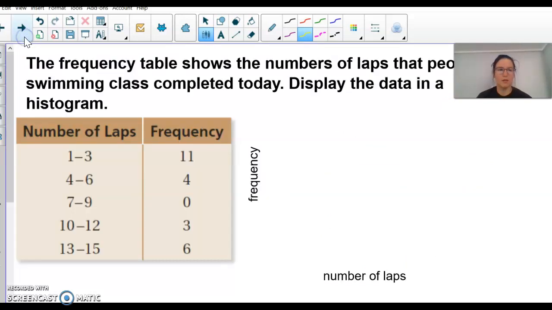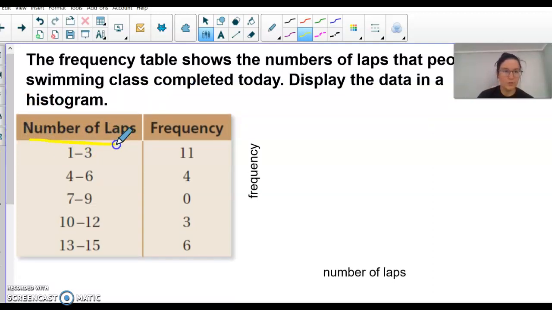Now we're going to take a frequency chart that they've given to us already and make it into a histogram. So the frequency table shows the number of laps the people in a swimming class completed today. Display the data in a histogram. So you have your frequency chart. You have the number of laps as your intervals and the frequency of those laps.